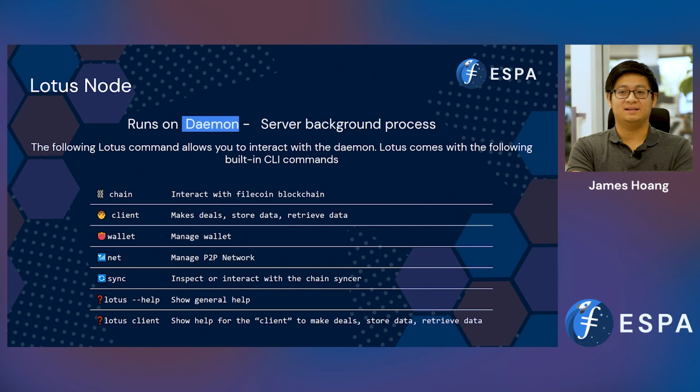Some of the commands are listed here, and each of these comes with its own set of commands. For example, Lotus Wallet List will list all of your Filecoin wallet addresses, while Lotus Wallet New will create a new Filecoin wallet. We will be going into much further detail for all of these commands in the upcoming modules.